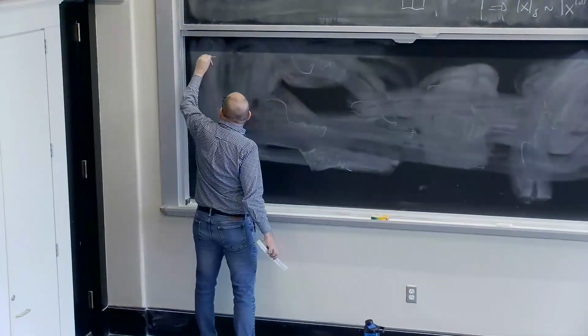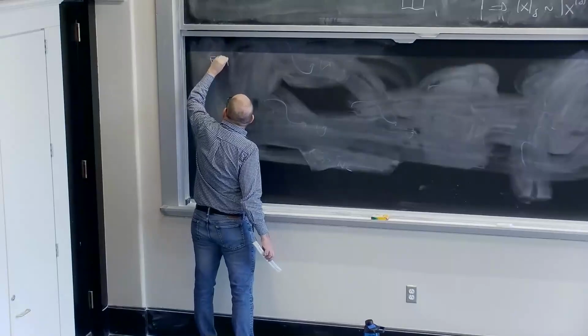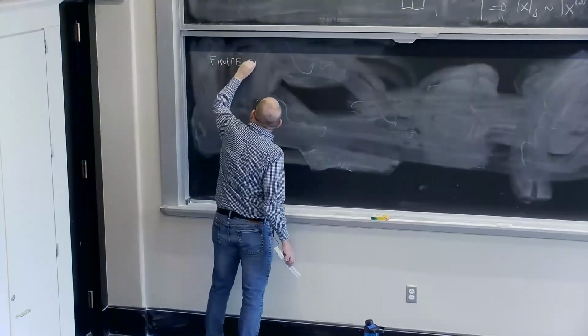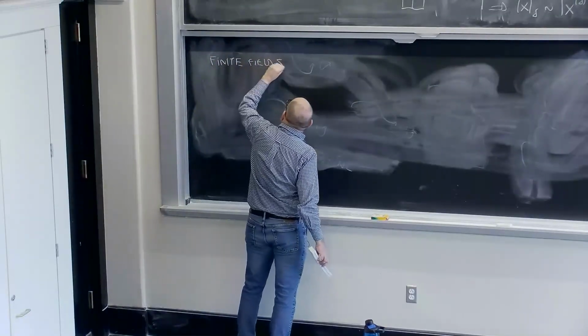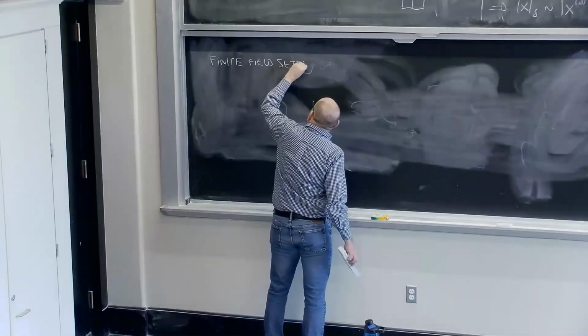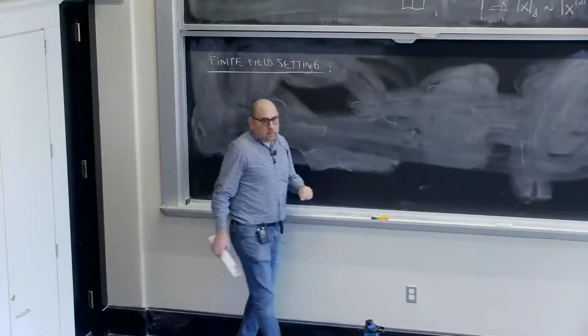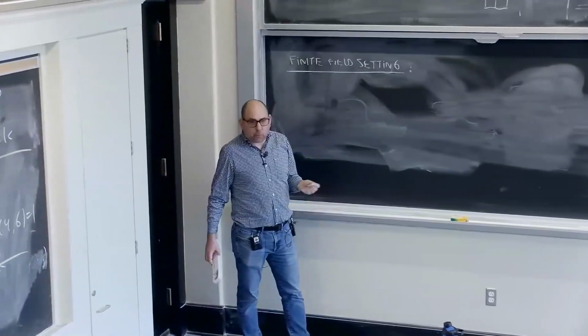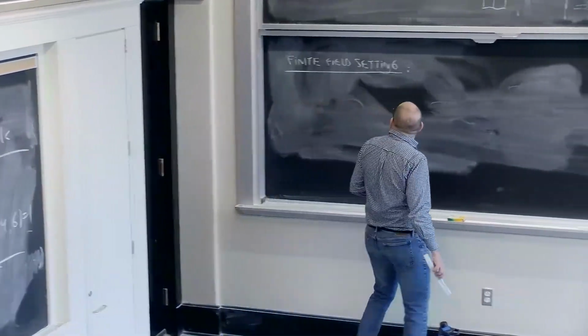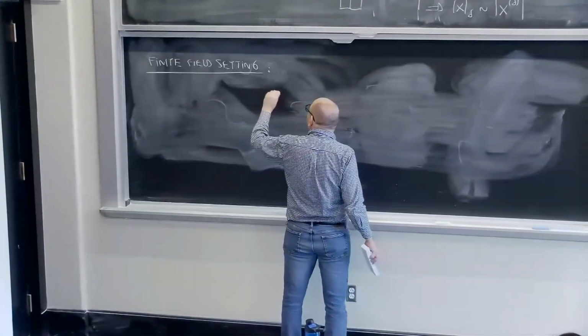Okay, so in the finite field setting, what was the first step in the proof? It was to prove expansion using a polynomial for just one set. So let's recall what this was.